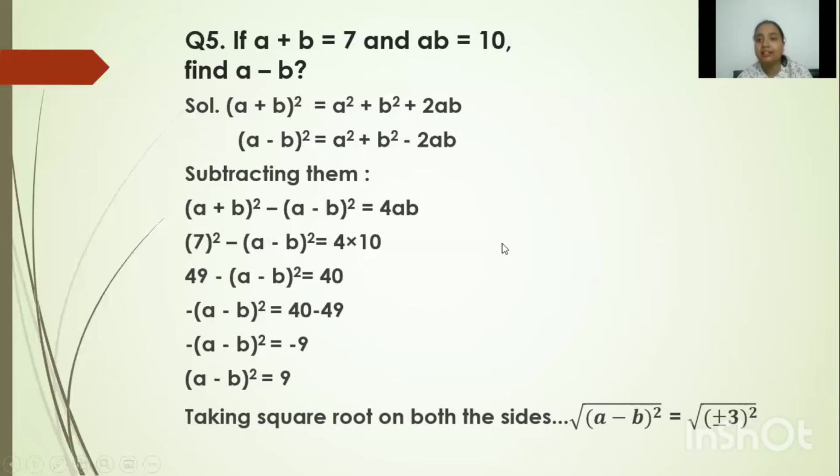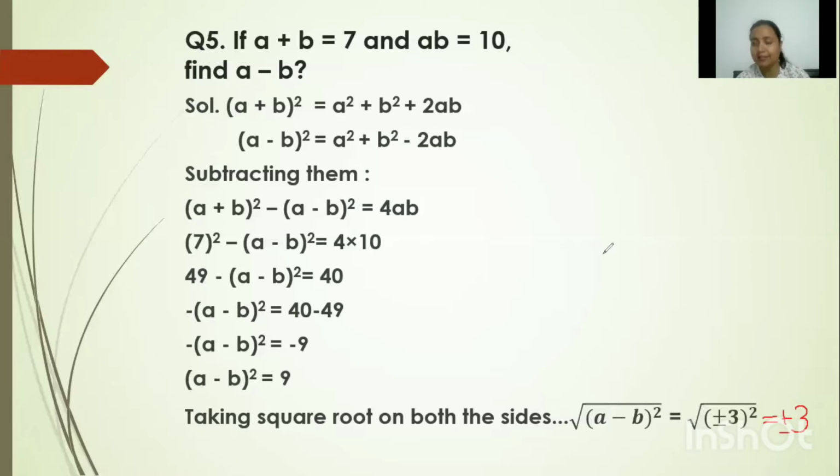So just add it here with the help of annotation. You'll get the value as 3, right? You can write it as plus and minus as well, because plus 3 also gives you 9 and minus 3 square also gives you 9, right? Okay, I hope you understand it. We have just opened two identities, subtracted them, substituted the given values, and at the end, taking the square root on both sides, square root and square get cancelled.